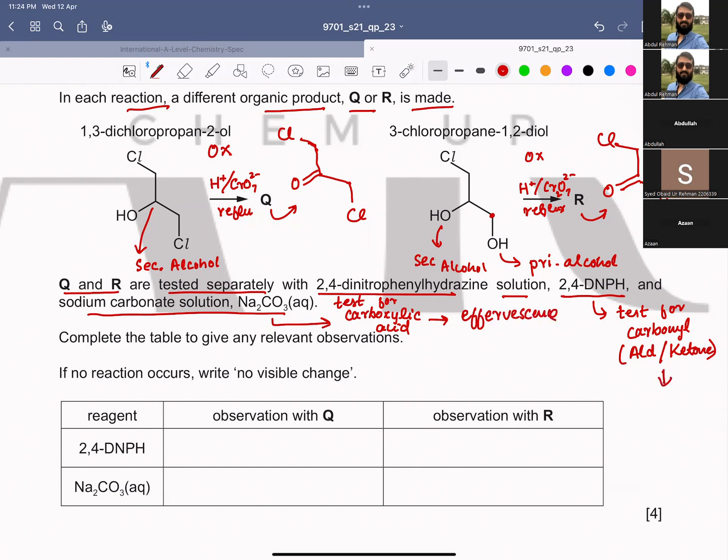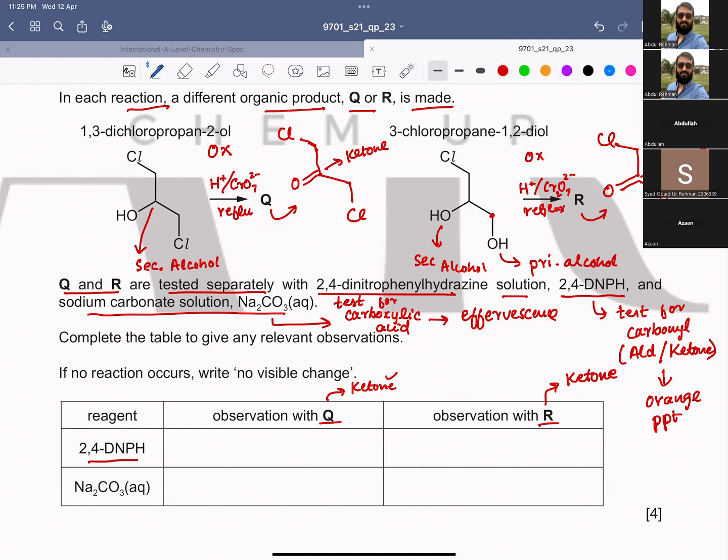And the observation for this reaction would be orange precipitates. So they are asking for the observation of 2,4-DNPH with Q and 2,4-DNPH with R. If you see, Q also has a ketone present in it, and R also has a ketone present in it. This is a ketone. And here, this is a ketone. So both the compounds contain a ketone.